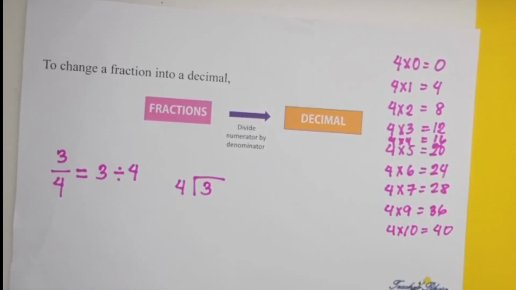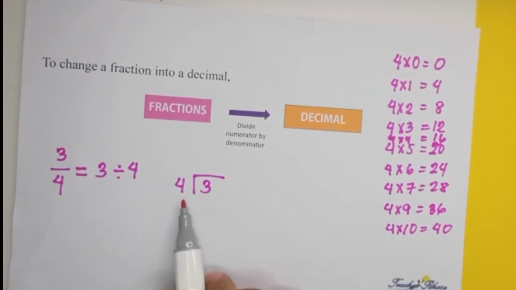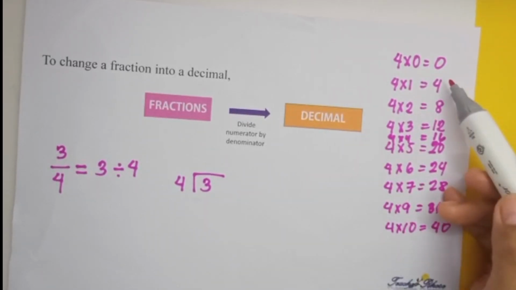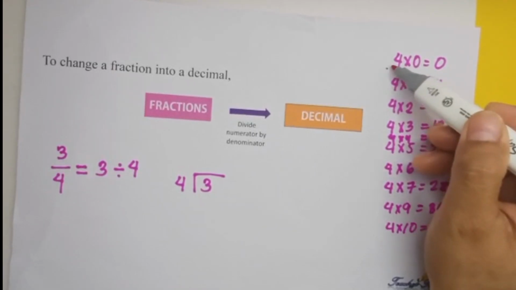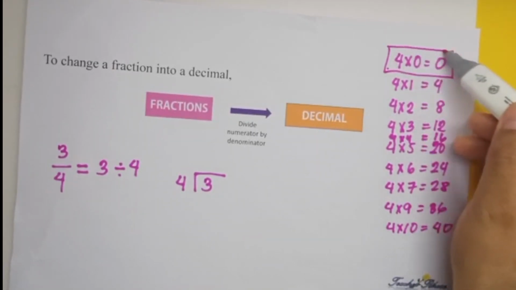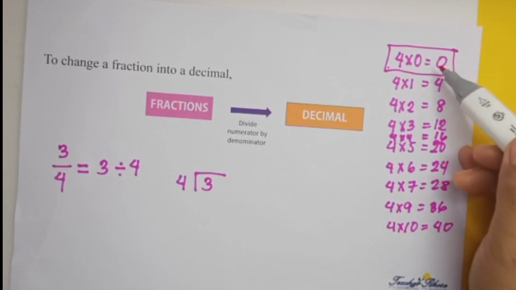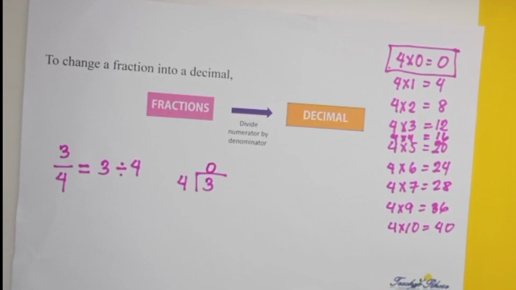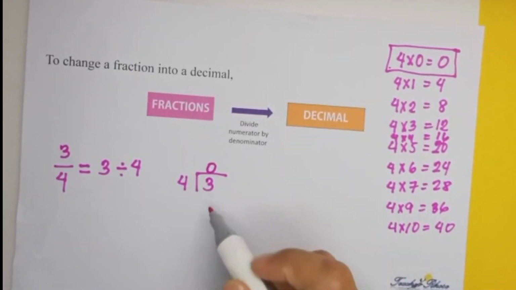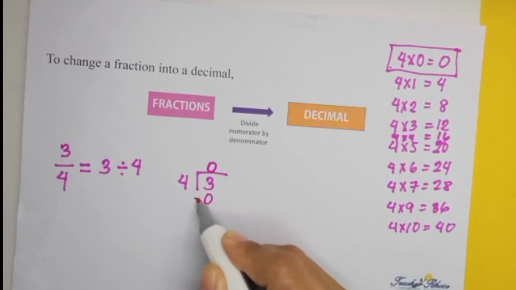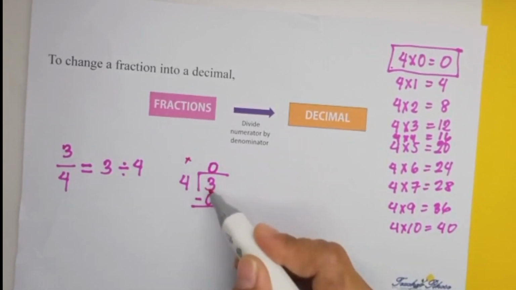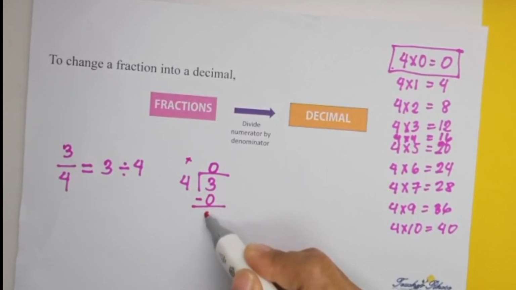Okay, now let's start. In my table of 4 in here, if I divide 3 by 4, I can get 0, right? Okay, so I will box my 0 in here. So meaning to say 3 divided by 4 will give you 0. Next step, 4 times 0 will give you 0, right? The next step is you're going to subtract 3 minus 0, that is 3.